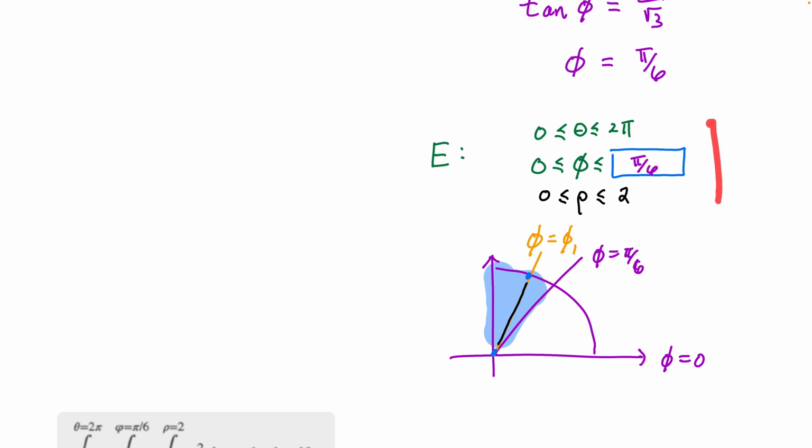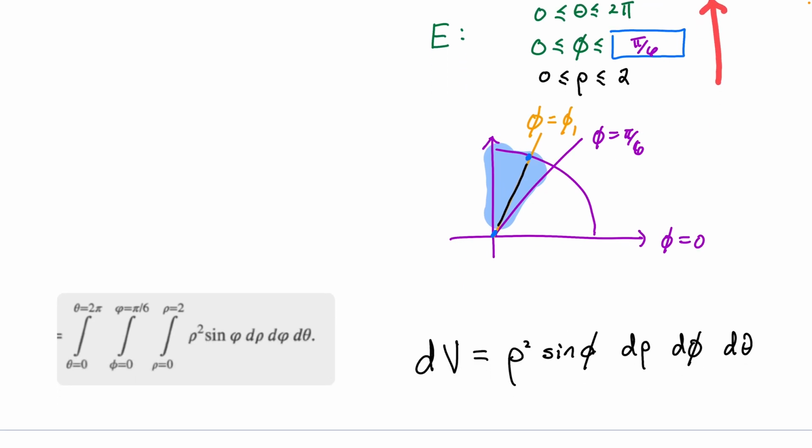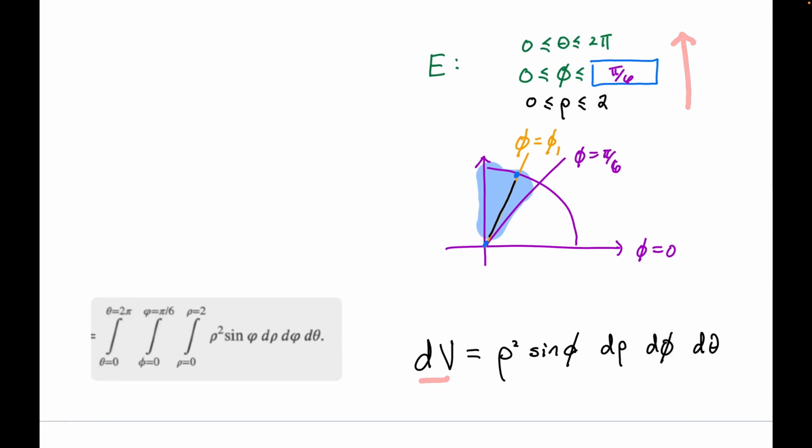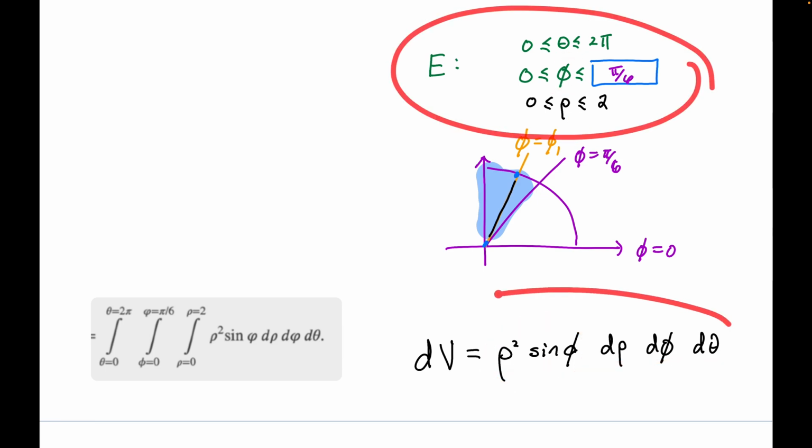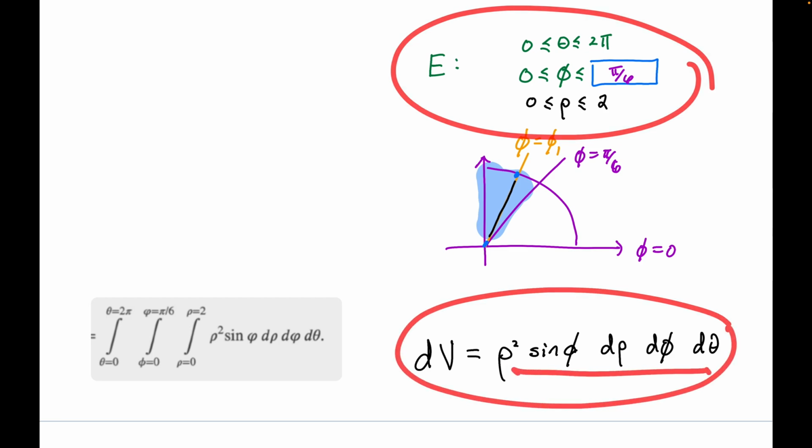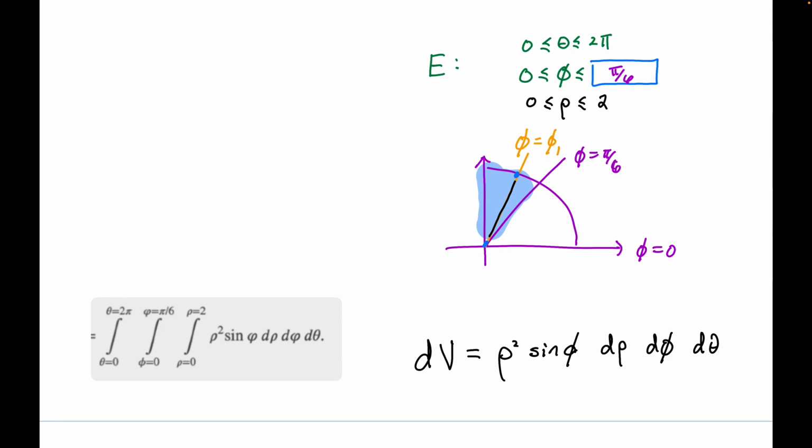We read from the bottom to the top in coming up with our volume differential. And we recall that we need to tack on this Jacobian of rho squared sine phi to the product of d rho, d phi, d theta. Using our inequalities and this volume differential in spherical coordinates, we can easily set up our triple integral that's going to provide the volume of our solid E. Beautiful.